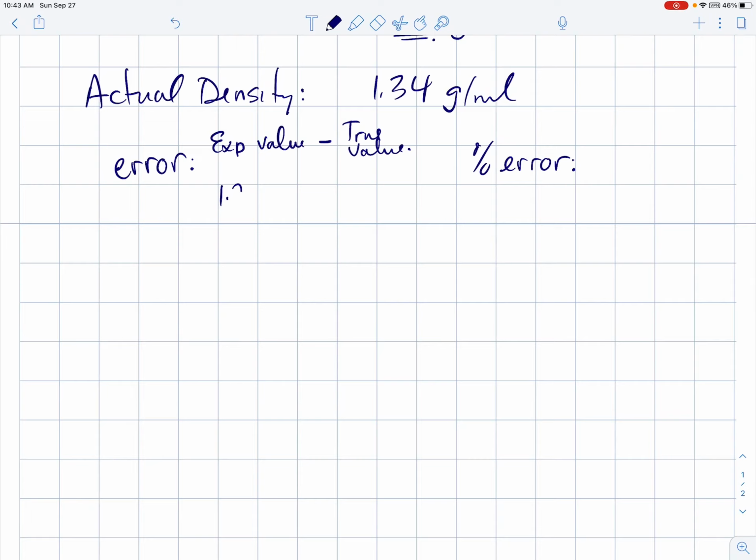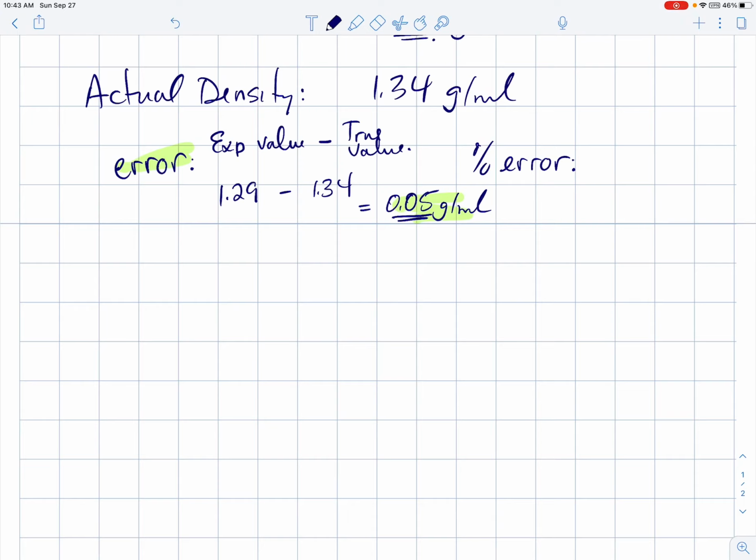So the experimental mean was 1.29. Subtract the true value, 1.34. And again, watching significant digits, we'll keep 2 decimal places. We get 0.05 grams per milliliter is our error, right? So that's the error in the mean.